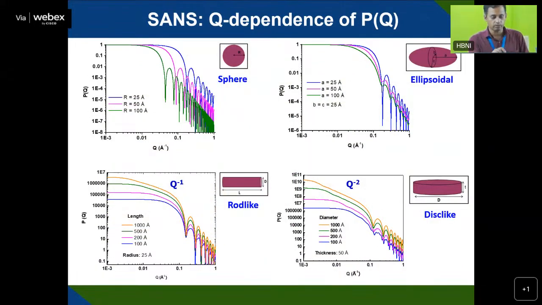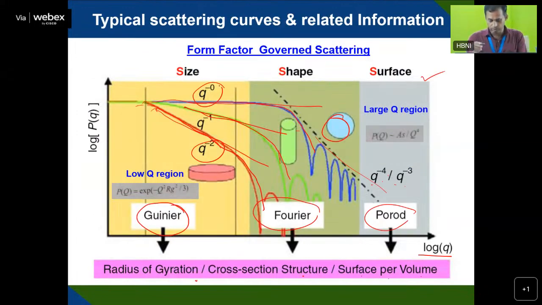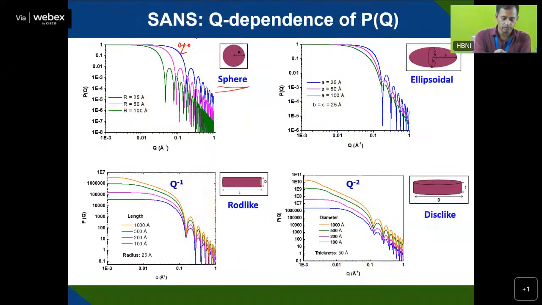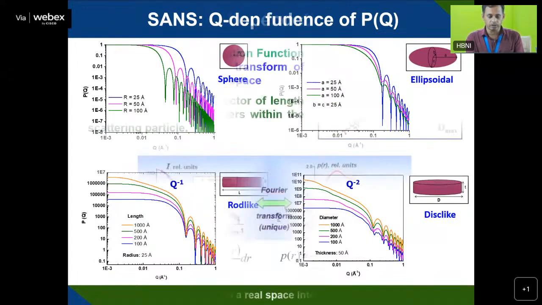These are some examples I have given. If you have a sphere, as I told, it is q to the power 0, the first one here. Here you can see it is almost going like this. For q to the power minus 1, rod-like micelles, if you fit it here, it will go as q to the power minus 1. And q to the power minus 2 is disc-like or ellipsoid. So by fitting the q dependence of P(q), you can get different information, the shape information, from small angle neutron scattering.